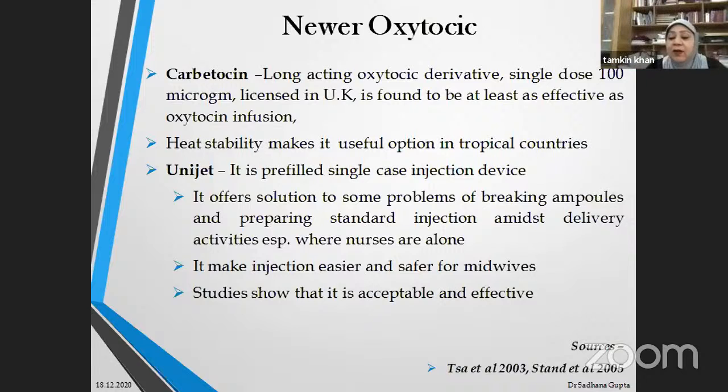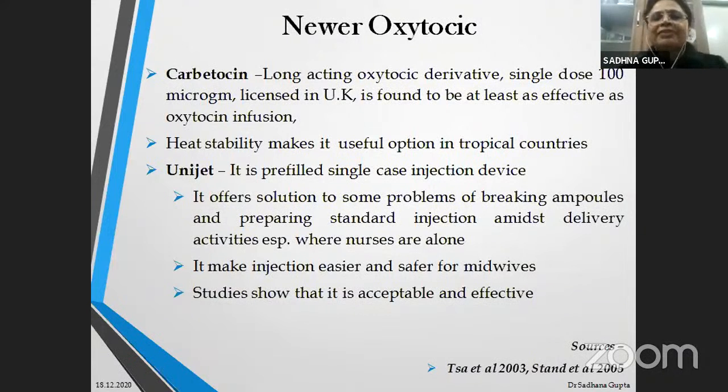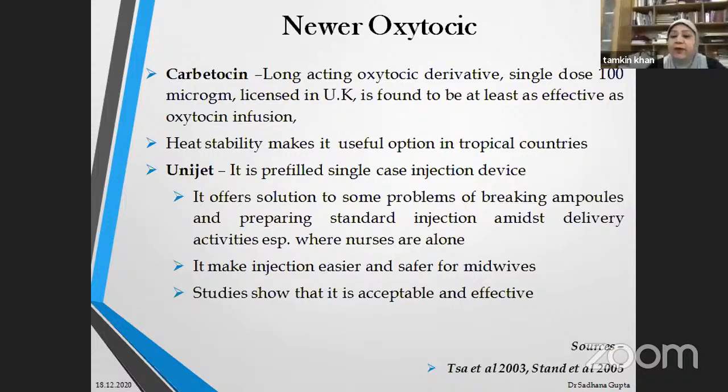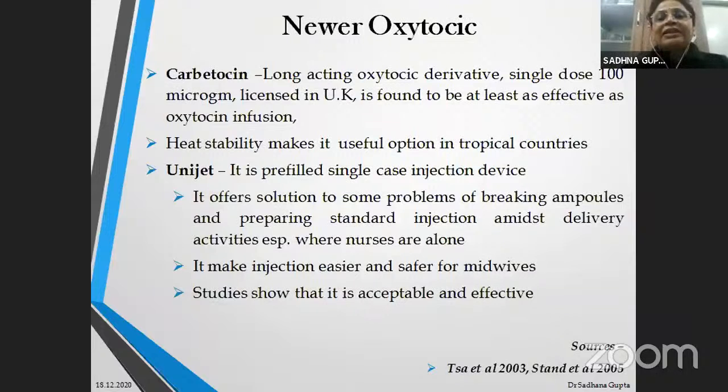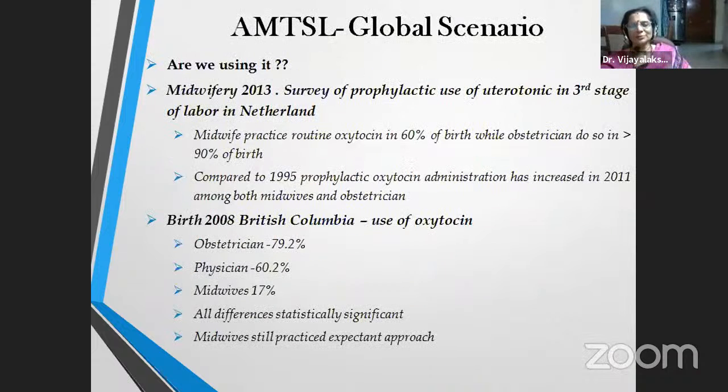Misoprostol: asthma is not a contraindication. That is for prostaglandin F2 alpha. It is only liver disorders where you have to be careful with misoprostol. So we look forward to heat stable oxytocin and Uniject preparation, which will really help in tropical countries.